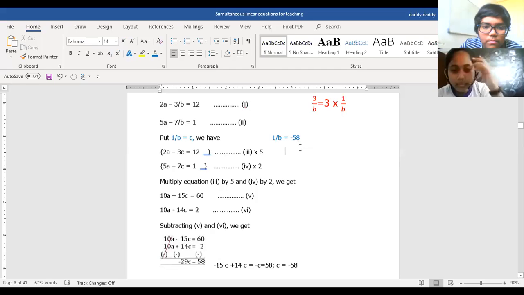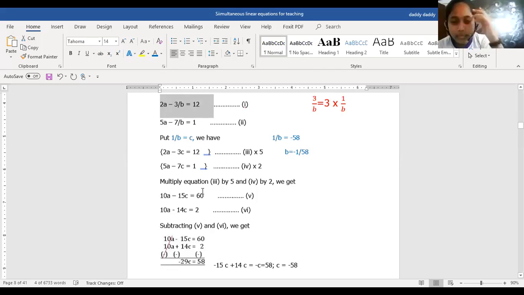So if 1 upon b is equal to minus 58, what is b? What is b? b is equal to minus 1 by 58. Very good. b is equal to minus 1 upon 58. This is the value of b. Once you get this value of b, you put it in equation 1 or equation 2 or 3, 4, 5. No, 3, no, you can only put 1 and 2. Not in third, fourth, fifth, sixth, because there is no b in these 4 equations. So you have only 2 options.